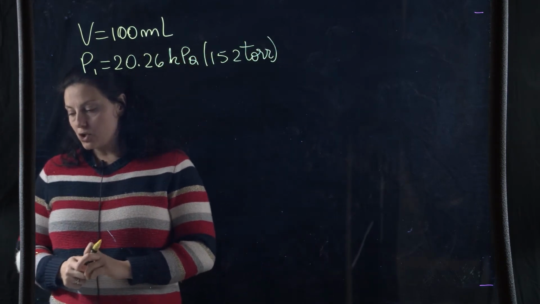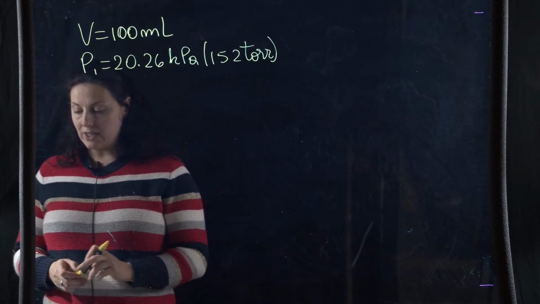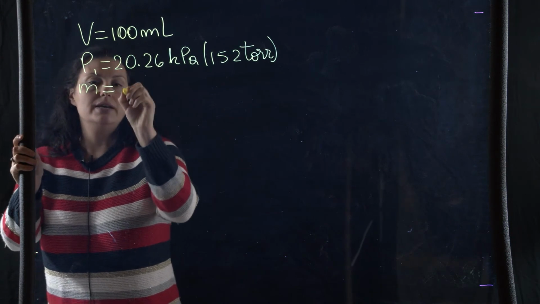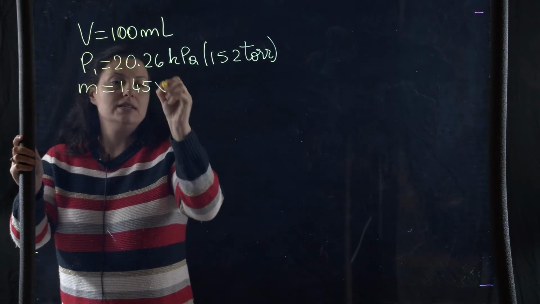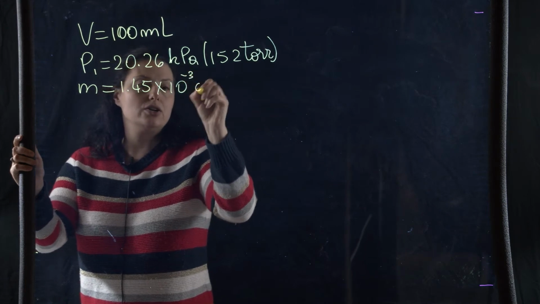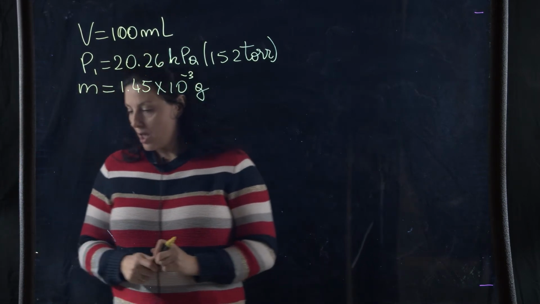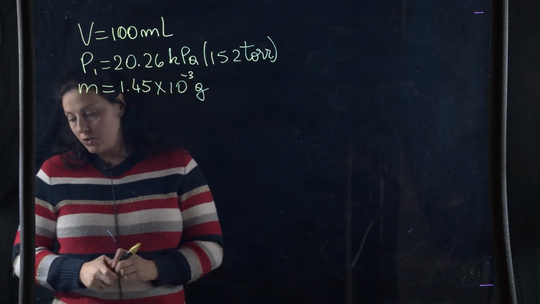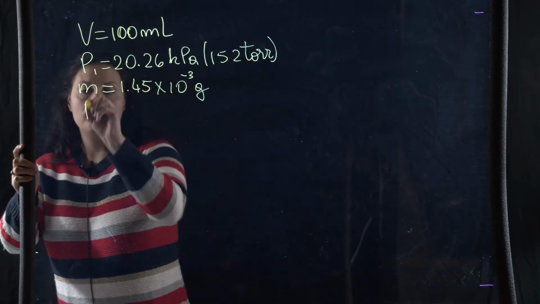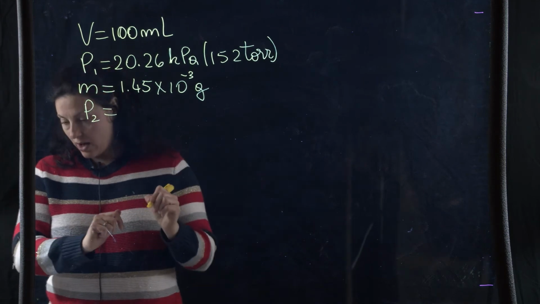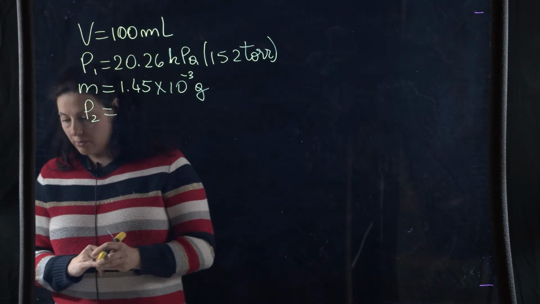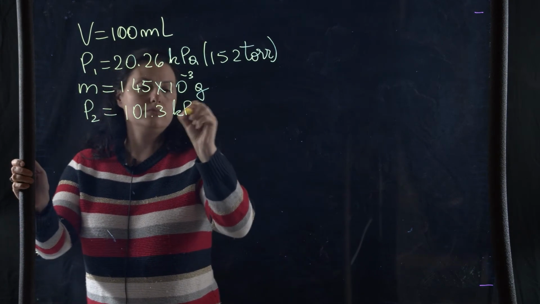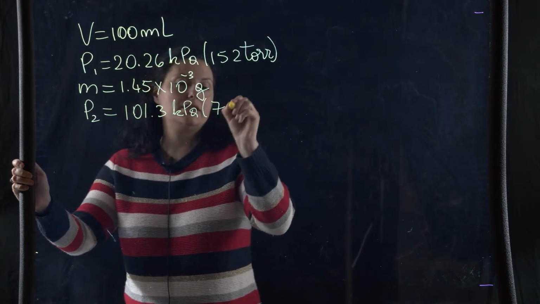Resulted in the dissolution of 1.45 times 10 to the minus 3 grams of solute. So my mass is equal to 1.45 times 10 to the minus 3 grams of solute. Use Henry's law to determine the solubility of this gaseous solute when its pressure is now 101.3 kilopascals or 760 torr.